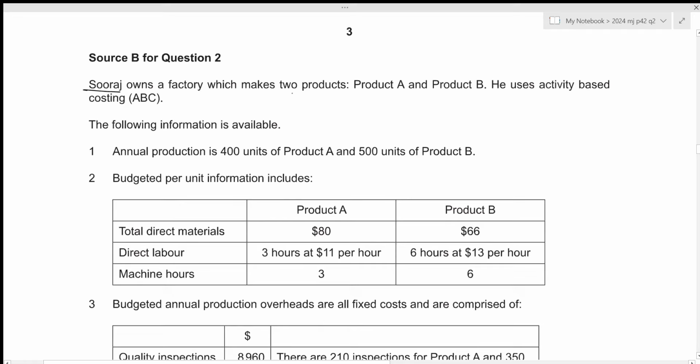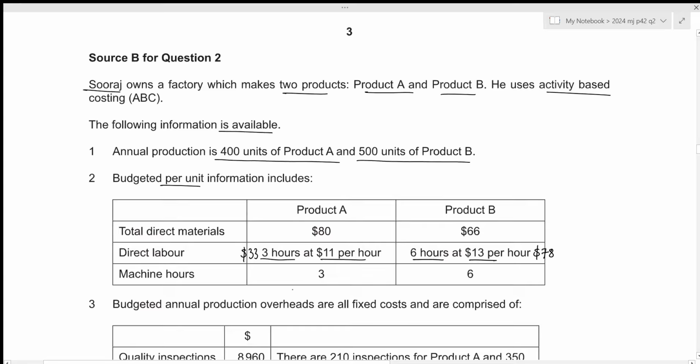Suraj owns a factory which makes 2 products, product A and product B. He uses activity-based costing. The following information is available. Annual production is 400 units of product A and 500 units of product B. Budgeted per unit information includes total direct materials of 80 per unit for product A and 66 per unit for product B. The direct labor is 3 hours at 11 per hour, so that will be 3 times 11, which is 33 per unit for product A, and for product B, that's 6 hours at 13 per hour, which results in 6 times 13, so that will be 78 per unit for product B.